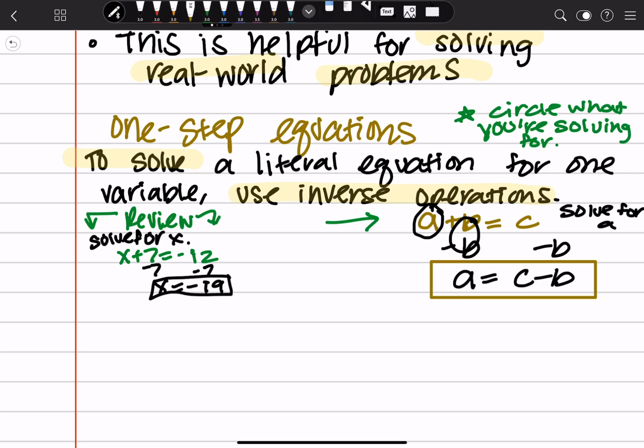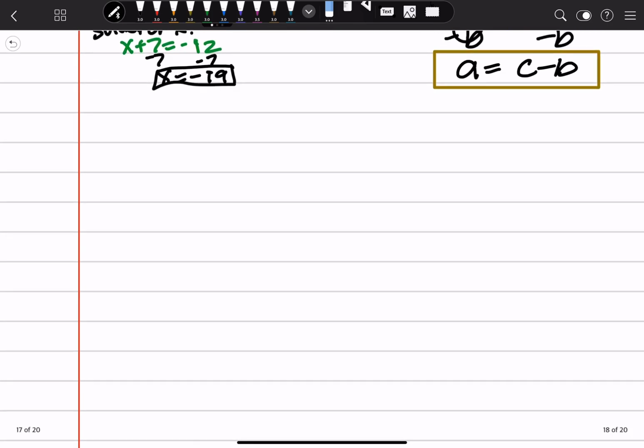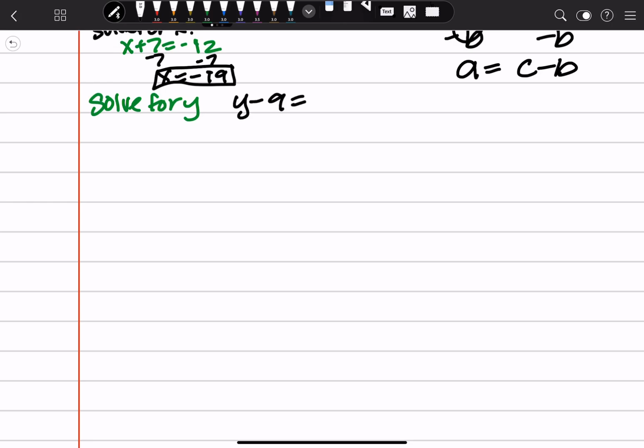All right, so let's try another one now. For this one, we're going to solve for y. Our problem is y minus 9 equals 34. Well, let's do our inverse. The inverse of subtracting is adding, so we're going to add 9. This zeroes out, and you get y is equal to 43. Yay, you did it.